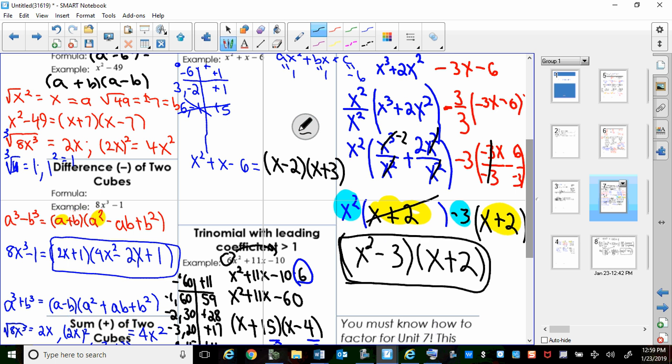Now, if I wanted to factor this further, I could use the difference of two squares. But that's all I have for you for that particular section.